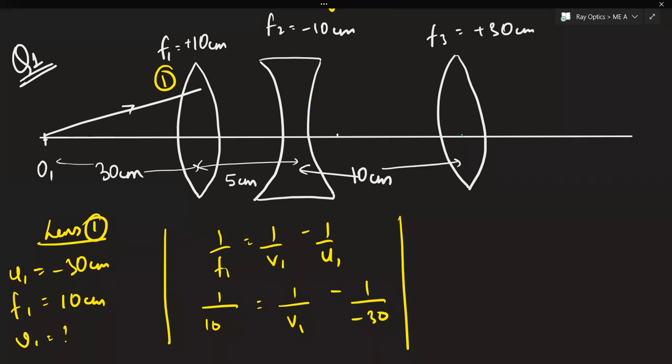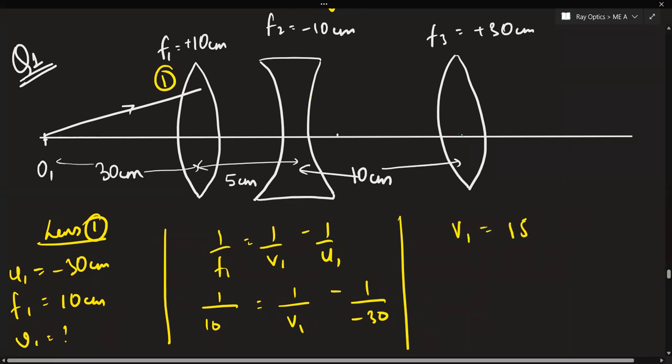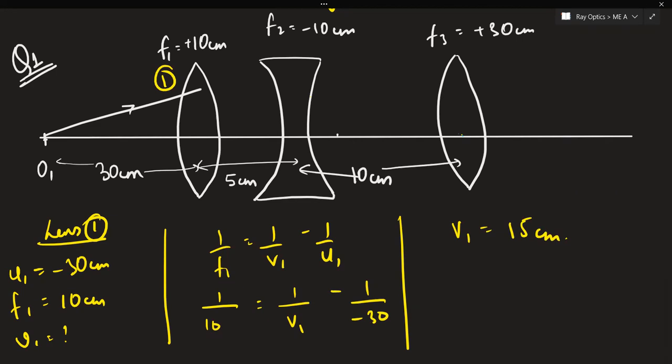So this will be 1 by v1, 30 then by 2, that will be 15. So v1 will be plus 15 centimeters. All right, this is plus 15 centimeters. So it means this will get refracted, but it will again get refracted because of the second lens. This is the second lens. This will also refract this ray. But we'll see that when we come to the second lens.